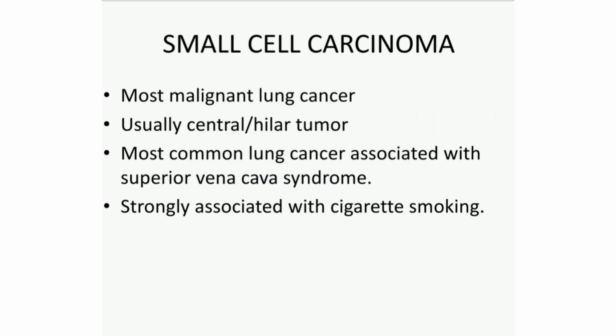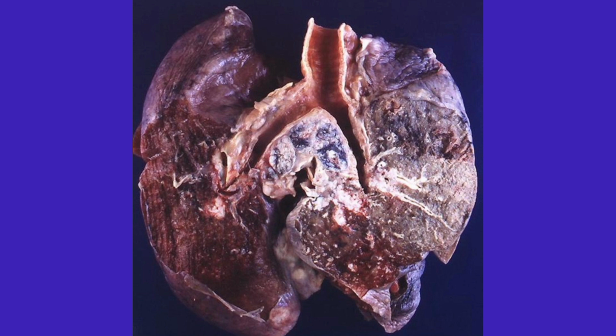Small cell carcinoma is the most malignant lung cancer. It is usually central or hilar in location. It is the most common lung cancer associated with superior vena cava syndrome and strongly associated with cigarette smoking. In this gross picture, you can see that the tumor is associated with the right principal bronchus and has involved the subcarinal lymph node as well, and histologically this was small cell carcinoma of the lung.